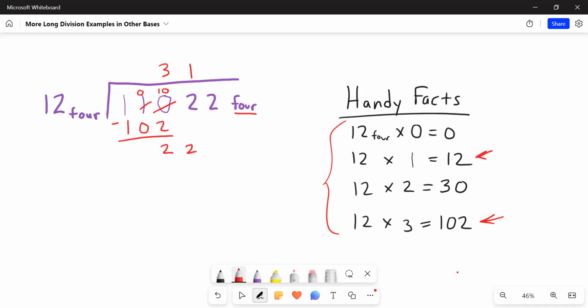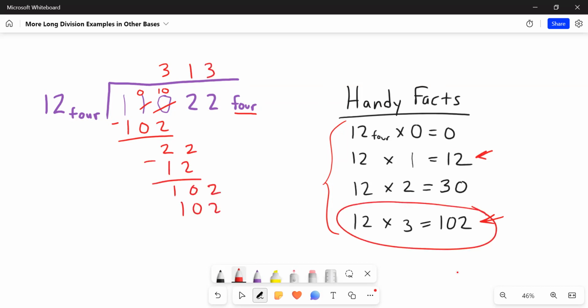That's going to go in 1 time. Subtract, that's straightforward. Bring down the last digit. That works out perfectly to go in 3 times. And we have 313 base 4, remainder 0.